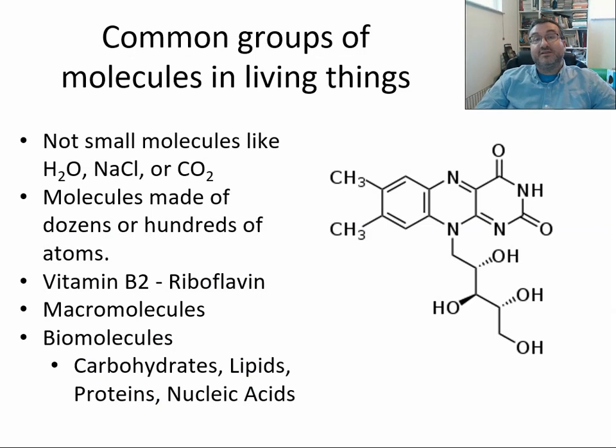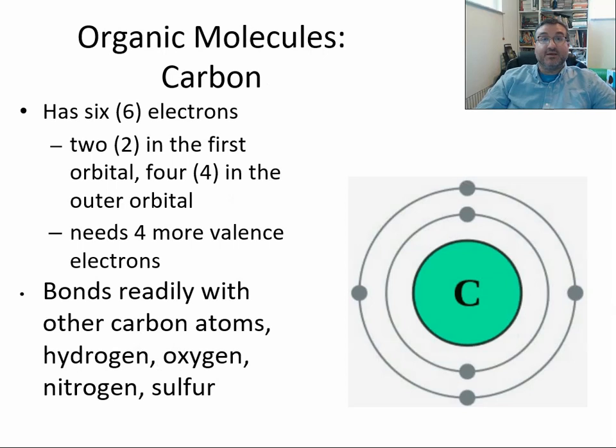We can call these larger common groups of molecules in living things the macromolecules, macro meaning large, or the biomolecules. Four groups of these include the carbohydrates, lipids, proteins, and nucleic acids. When we start talking about the biomolecules, we're talking about organic molecules. Generally, that means they're built around carbon.